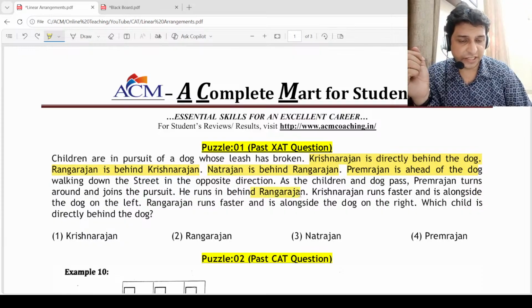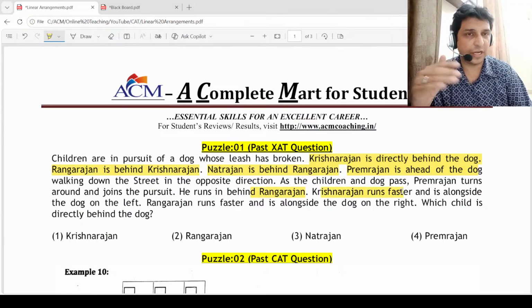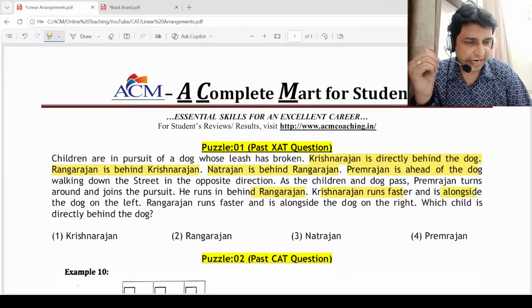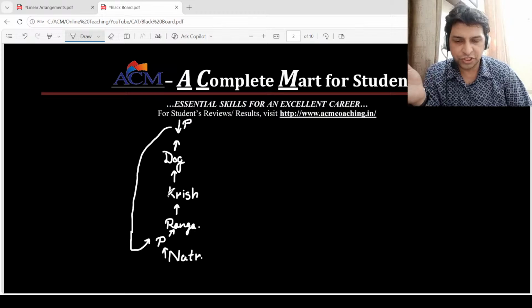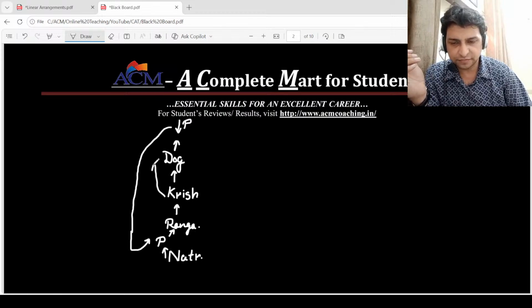Now he runs in behind Rangarajan. Now Krishna Rajan runs faster. He's running really fast and is alongside the dog on the left. So Krishna Rajan has reached here. So these are the actual positions now.